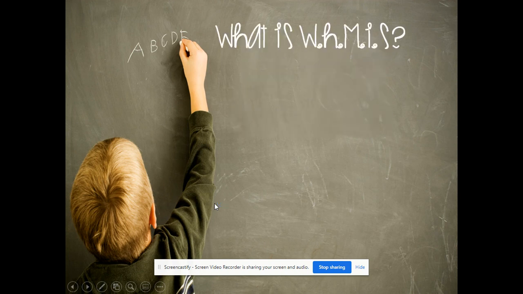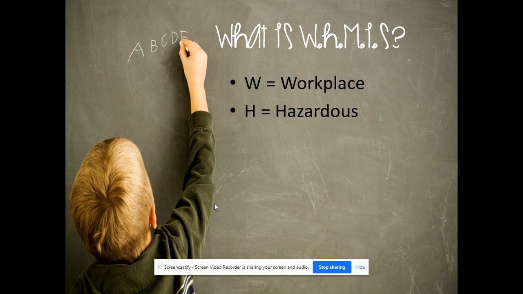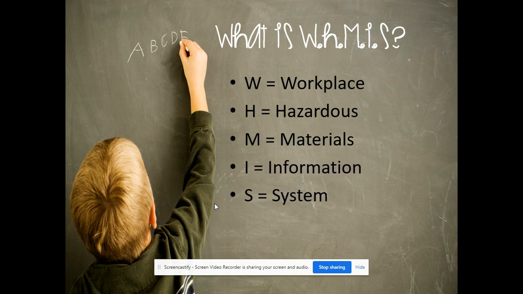Okay, lab safety in the classroom. What is WHMIS? Okay, what does WHMIS stand for? Hopefully, you've heard this before. The W is workplace, the H is hazardous, the M is materials, the I is information, and the S is system. Now, if you took science with me in grade 9, some of this will be familiar, but I have changed it up. So be prepared. There are some new things coming.